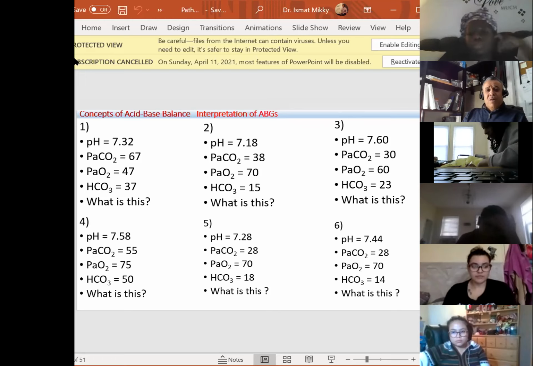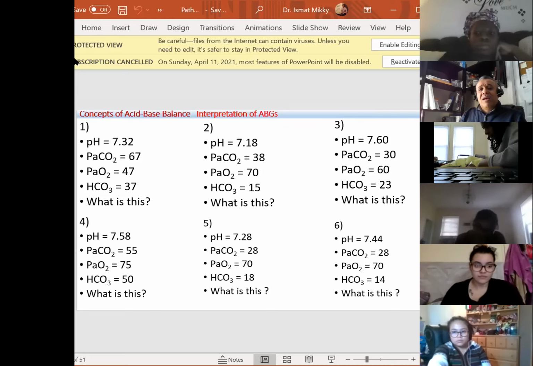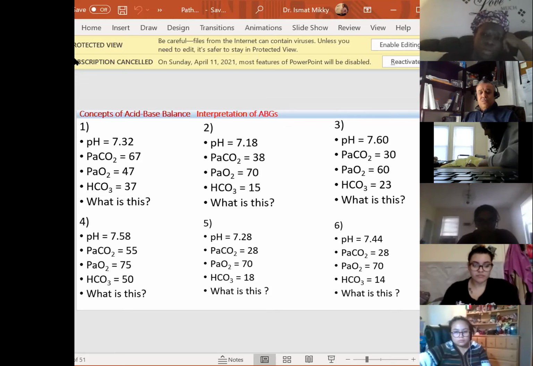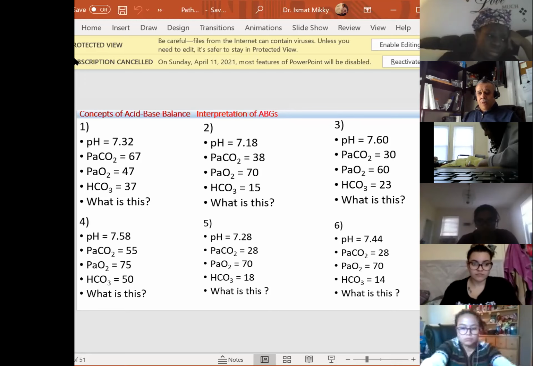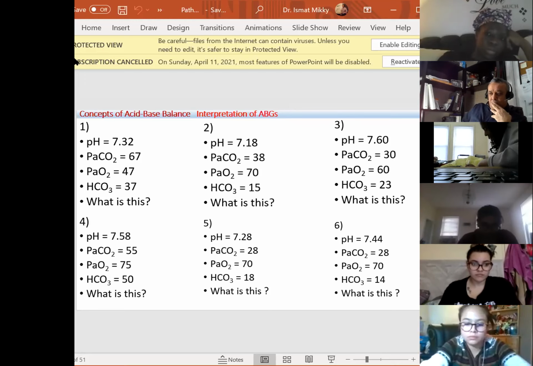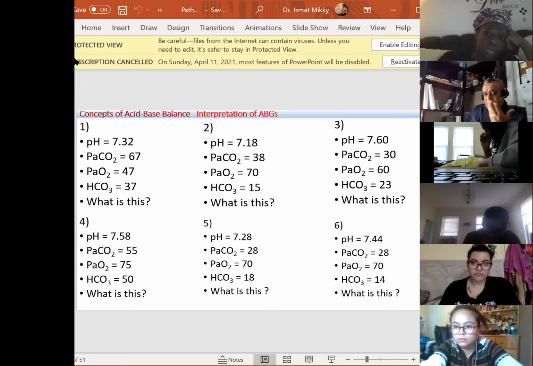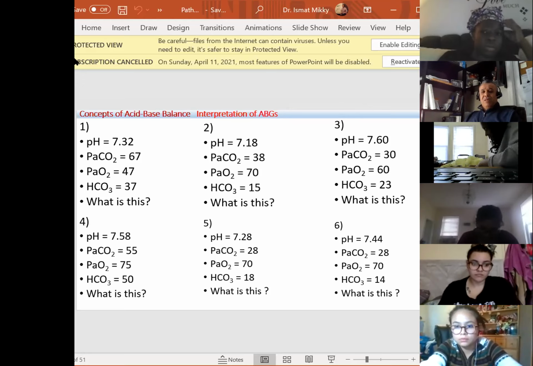If anyone wants to, I'm sorry. Let me try number 3. Go ahead, try. pH 7.60, it's alkalosis. Yes. When PaCO2 is 30, it's too low. It's low. What is that, alkalosis or acidosis? Acidosis. That's alkalosis. Alkalosis. Good. HCO3 is within range.